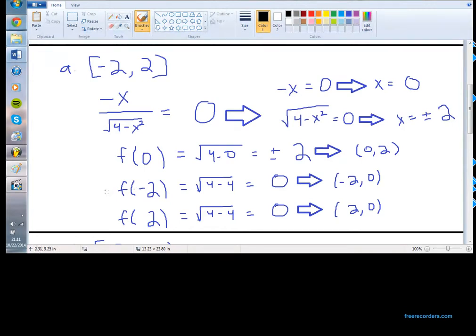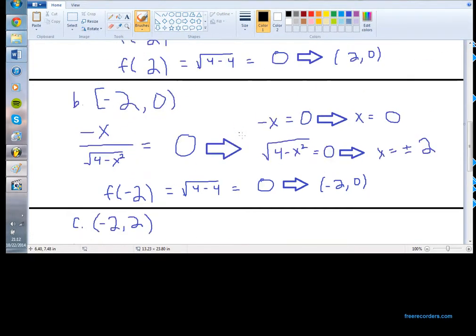Then you take f of negative 2, and that equals 0. So there's an absolute minimum at negative 2, 0. And then you take f of 2, which also equals 0, and there's another absolute minimum at 2, 0. So 2 absolute minimums and 1 absolute maximum, and that's all in this interval.